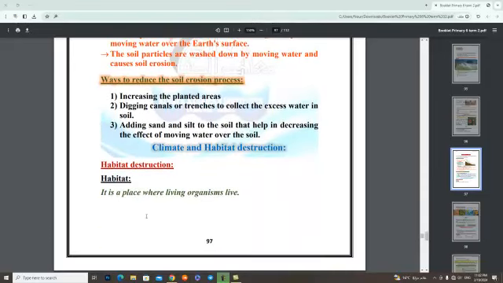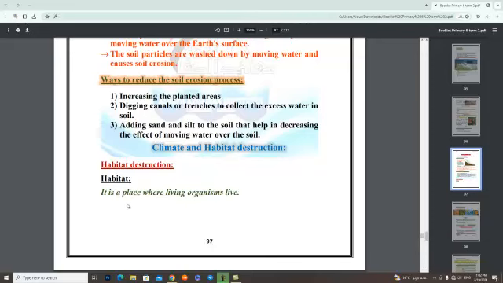Ways to reduce the soil erosion process. Number 1, increasing the planted areas. Number 2, digging canals or trenches to collect the excess water in soil. Number 3, adding sand and silt to the soil, which helps in decreasing the effect of moving water over the soil. Climate and habitat destruction.